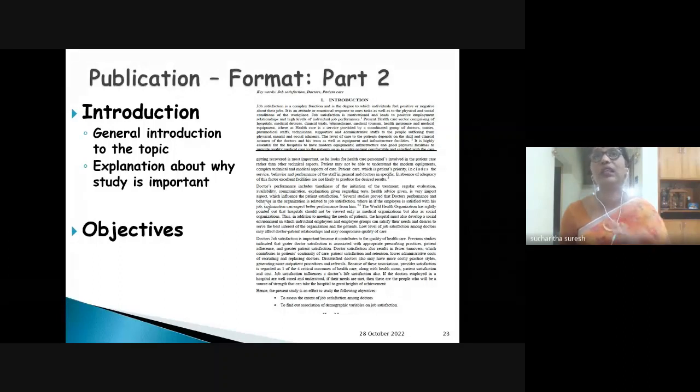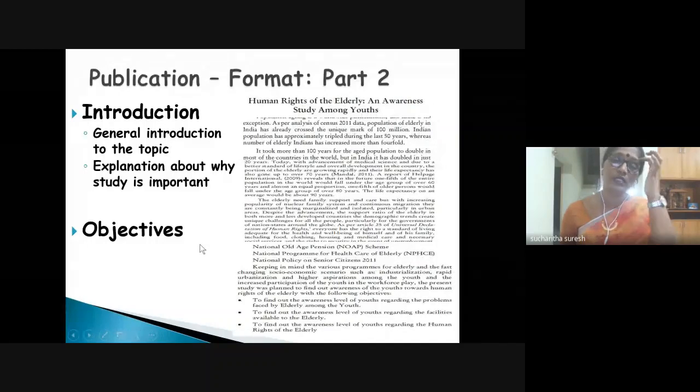We say that the abstract is not more than 250 words, and the introduction maybe around 500 words, not more than that. Next is objectives. Then you talk about objectives, so provide the objectives.